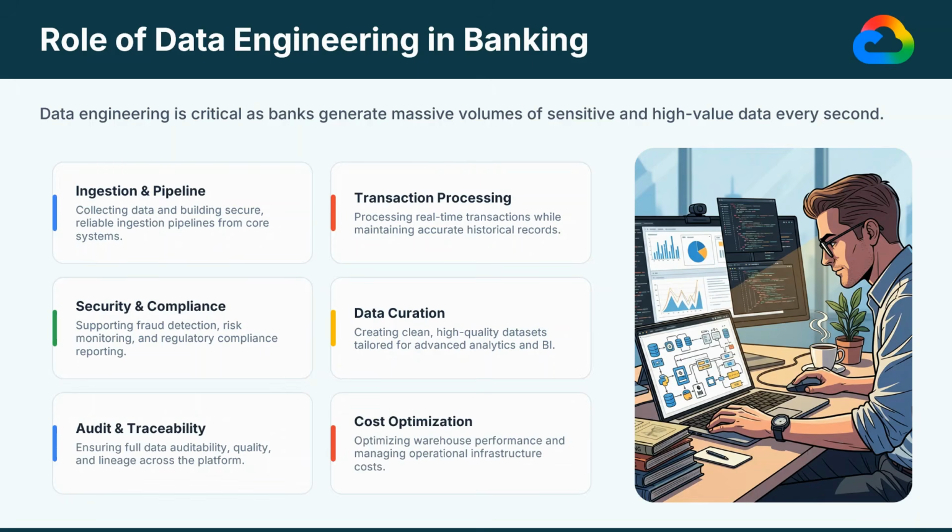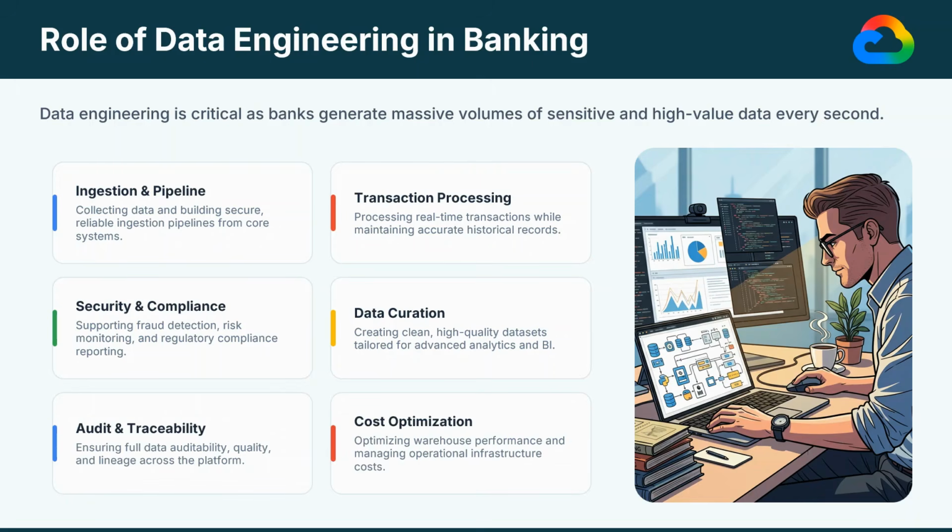And finally, every pipeline, every code, everything that you are going to create should be optimized in terms of cost also. Optimizing the warehouse performance and managing the operational infrastructure cost. So the role of a data engineer is that he will be working on each and every one of these layers, creating an end-to-end pipeline, making sure that everything is running in an optimized fashion in terms of cost and in terms of compute as well.